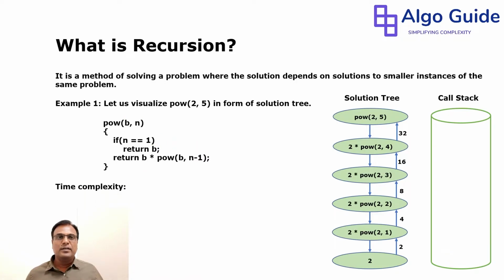Let us look at the time complexity of this approach. When you look at the solution tree, the height of the solution tree is n. Each time the function is being called with the value of n decremented by 1. So there were n function calls, hence the height of this particular tree is n. Therefore, the time complexity of this implementation is big O of n.